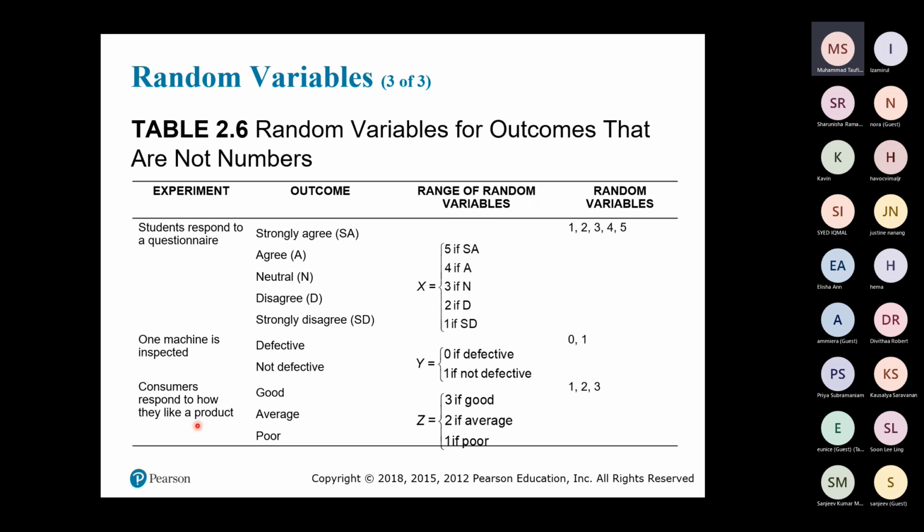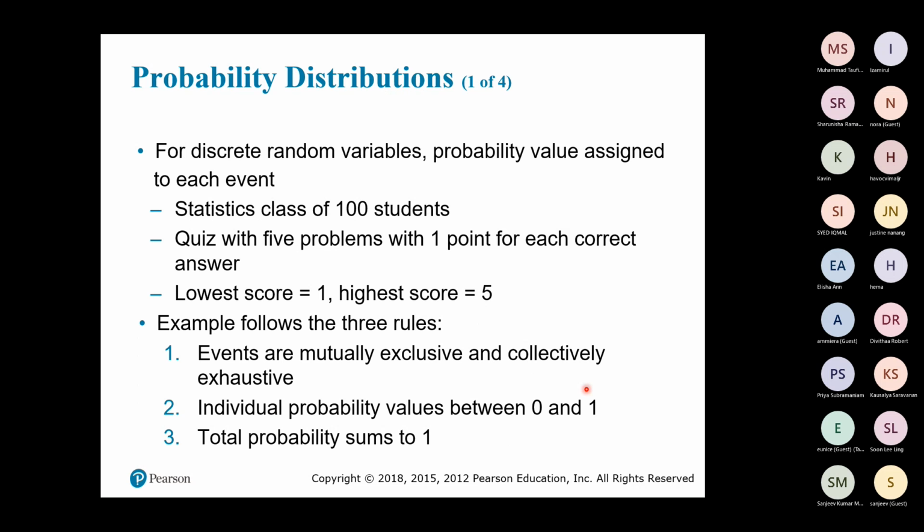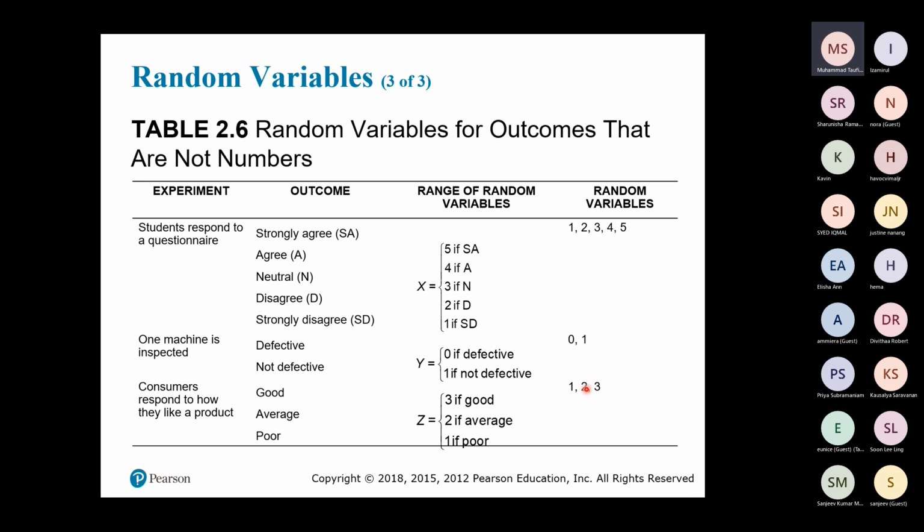Lastly, contoh terakhir, kita buat maklum balas daripada pembeli. Jadi kita letak skala dia good, average ataupun poor. Kita gunakan label 3 untuk bagus, 2 untuk sederhana, 1 untuk teruk. Jadi pemboleh ubah rawak kita akan jadi 1, 2 ataupun 3. Alright, so itu adalah berkenaan dengan random variable ataupun pemboleh ubah rawak.